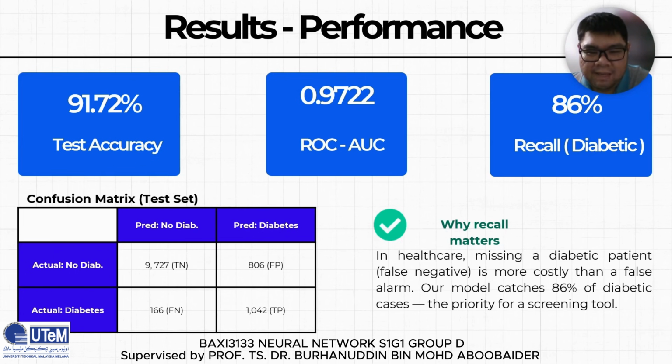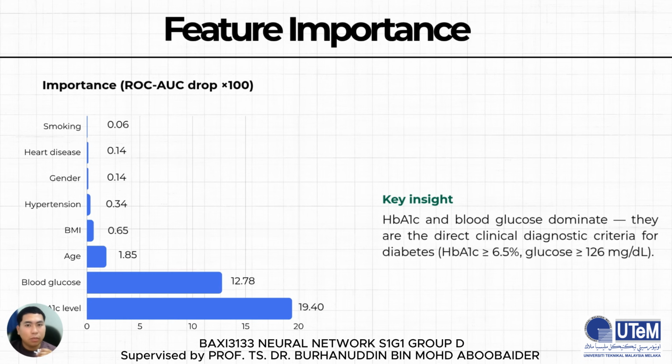Now next, we will demo our system. Thank you. This slide shows which features affect the diabetes prediction the most. Based on the graph, HbA1c level has the highest importance at 19.40, followed by blood glucose at 12.78. This means the model depends on these two medical factors when predicting diabetes risk. Other features like age, BMI, hypertension, gender, heart disease, and smoking have smaller effects. This result makes sense because HbA1c and blood glucose are direct clinical indicators for diabetes.